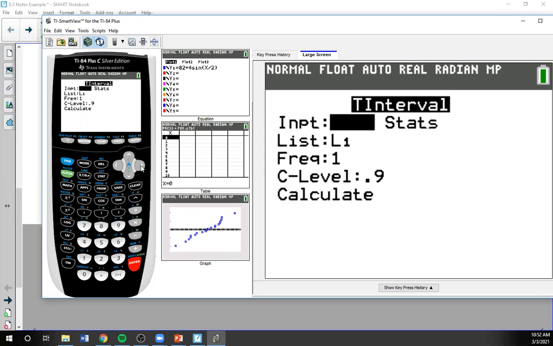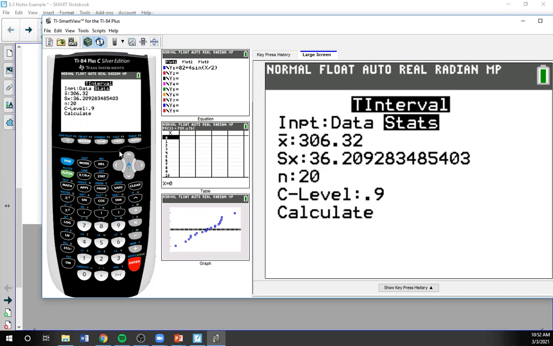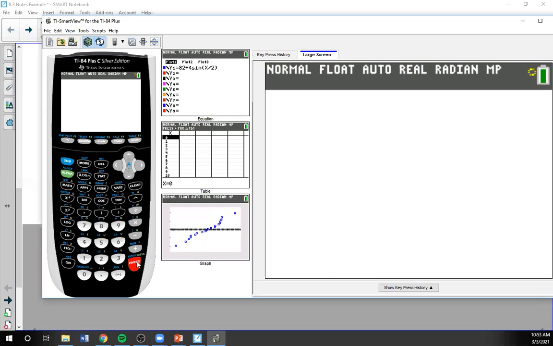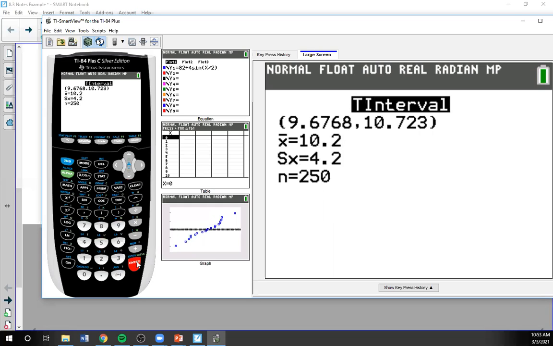And we didn't put the data in a list this time, so we're going to go over to stats. And we want to write down our mean. So our mean was 10.2. Our standard deviation is 4.2. Our sample size is 250, our n. Confidence level is 0.95. There's our confidence interval.